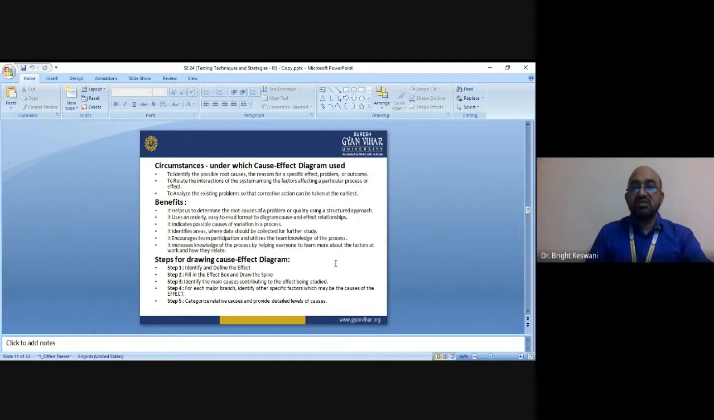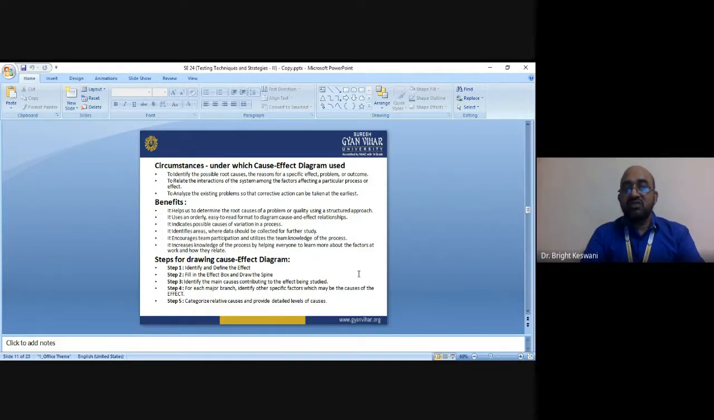These are the circumstances under which cause effect diagrams are used. First, to identify the possible root causes, the reasons for a specific effect, problem or outcome. The second, to relate the interactions of the system among the factors affecting a particular process or effect. The third is to analyze the existing problems so that corrective actions can be taken at the earliest. So these are some circumstances.